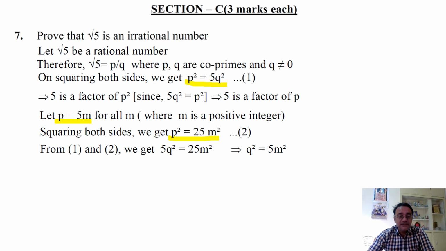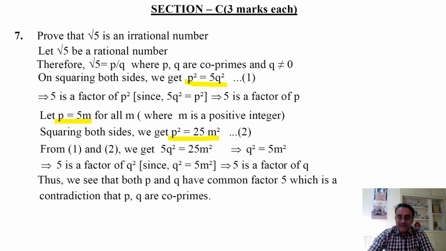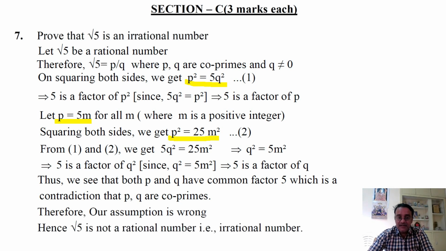That means q square is also a multiple of 5. 5 is a factor of q square. So 5 is a factor of q also. So that means both have a common factor 5, which is a contradiction that p and q are co-primes. So therefore our assumption is wrong. Hence root 5 is an irrational number. Right, so this is question number 7.